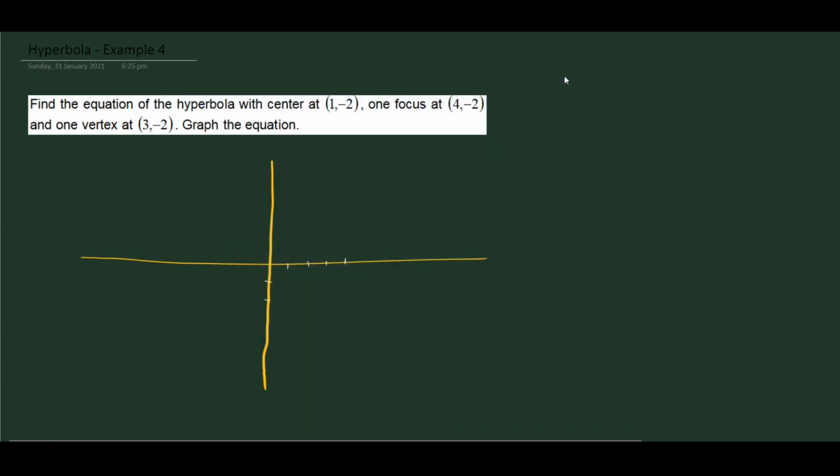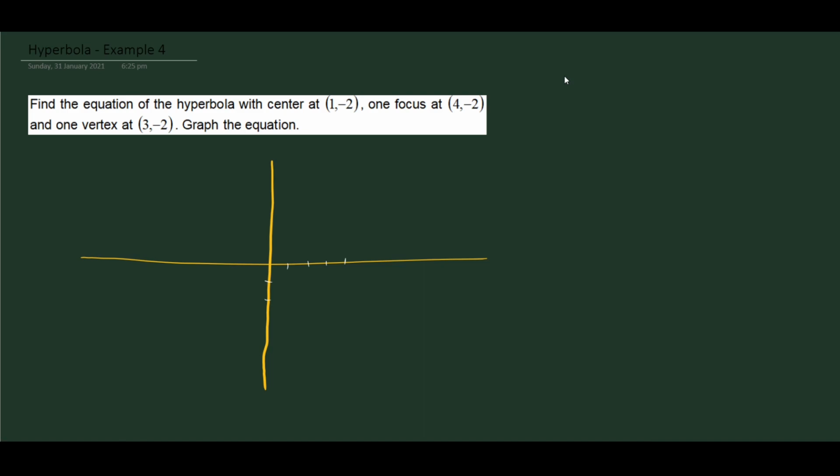Okay everyone, let us now try to solve example number 4. We need to find the equation of the hyperbola with center at (1, -2), one focus at (4, -2), and one vertex at (3, -2). We need to graph the equation as well.